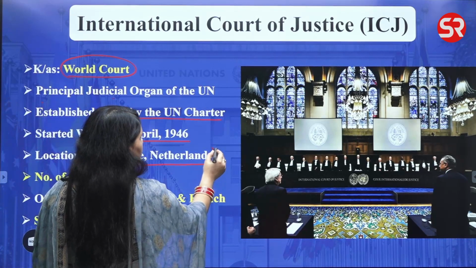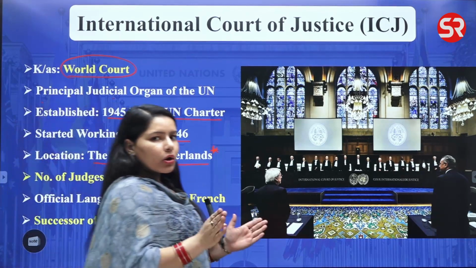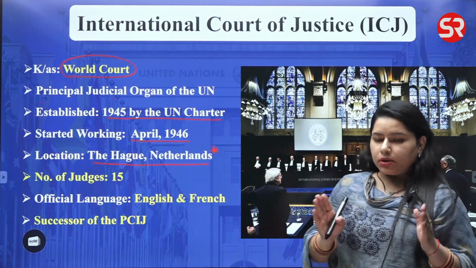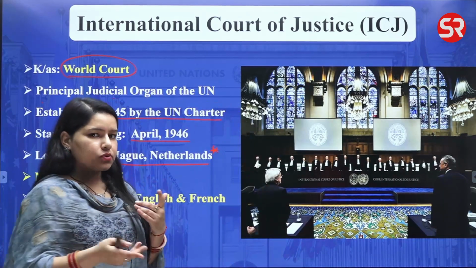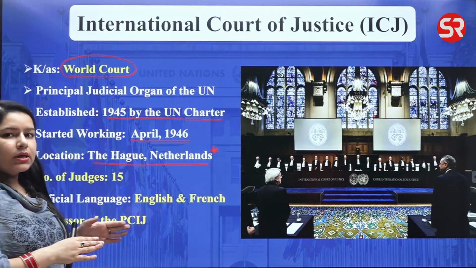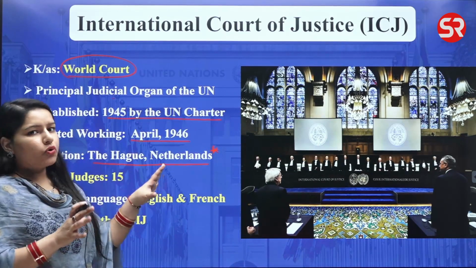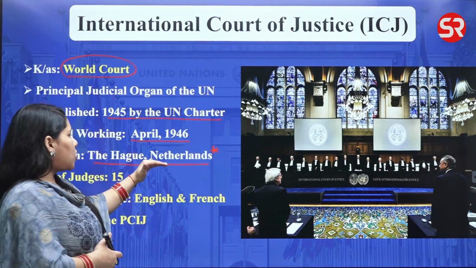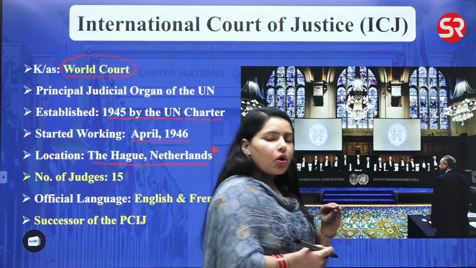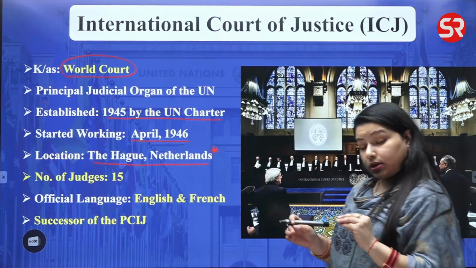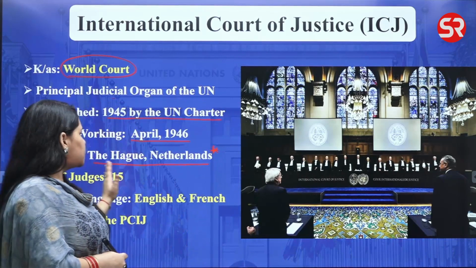It is important to note here that it is the only organ of the UN which is not situated in New York, United States. It is the only one organ situated outside New York. Other organs have their headquarters or location in New York, United States. So as a one-mark objective, it can come: which one of the following UN organs is not located in New York, United States? Your answer would be ICJ.